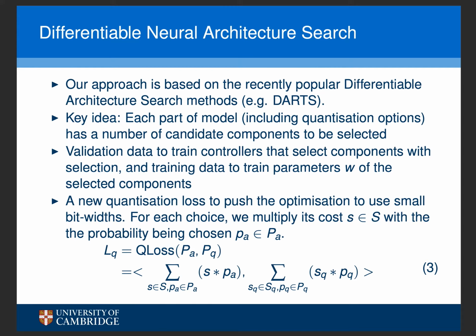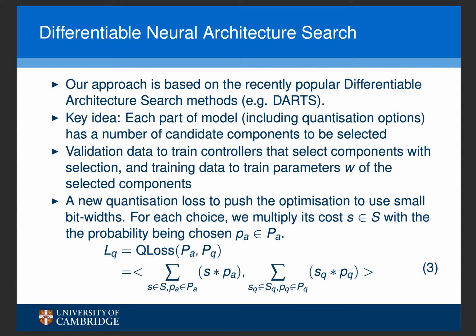And in our case, to enable search on quantization, the additional goal of our optimization is to push the model to be smaller, or to have smaller computational complexity. What happens in reality is that we push the model to use smaller bit widths. So for each choice of the architecture, we now multiply its cost with the probability of that choice being picked. This is equation 3 that we're presenting here.